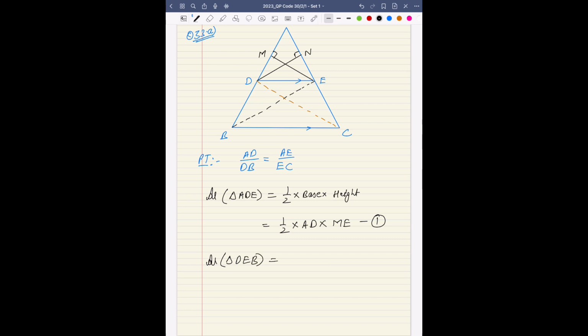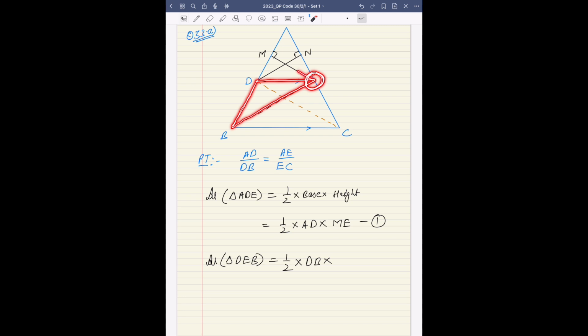Okay, look closely here. Same formula, half into base into height. So this is the triangle we are talking about. Of course, we'll take the base as DB. Why? We have to prove also, right? So 1 by 2 into base DB. Now look closely. If DB is the base, where is the perpendicular? We have not drawn anything like this, correct? Right? So remember, a perpendicular from the opposite vertex. So this is the base, then the opposite vertex is E, right?